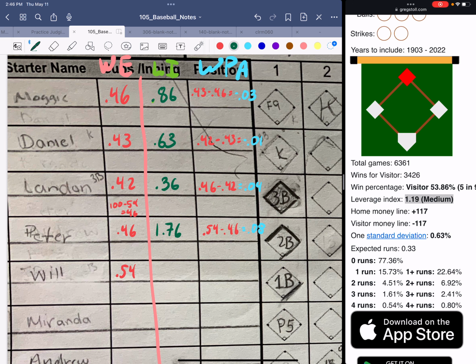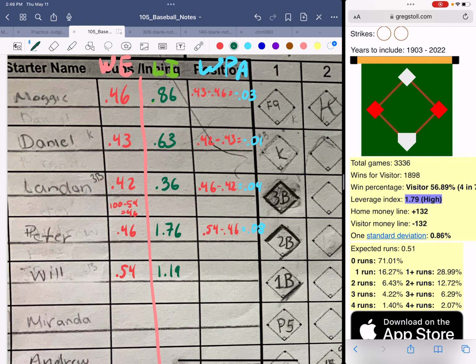The leverage index for Will now is 1.19. And Will wound up hitting a single, and in doing so, moved the runner, Peter, over to third, and then, of course, he winds up on first. In doing so, the visitors now have a 57% chance of winning.